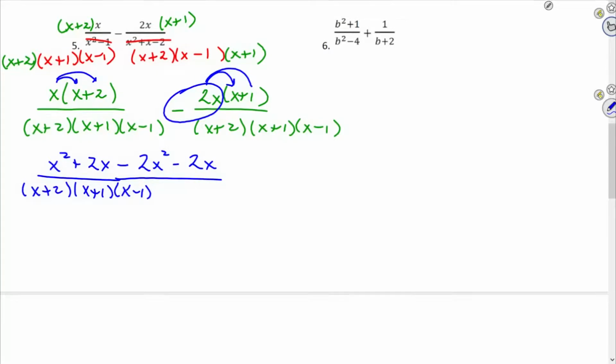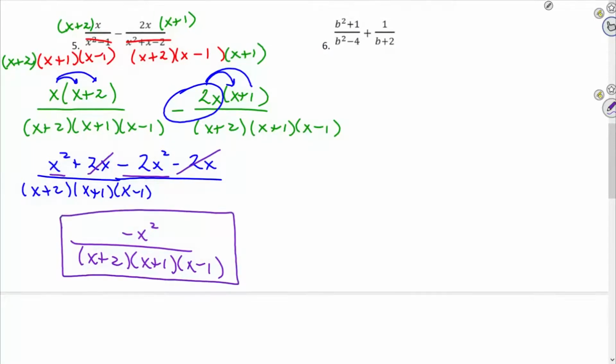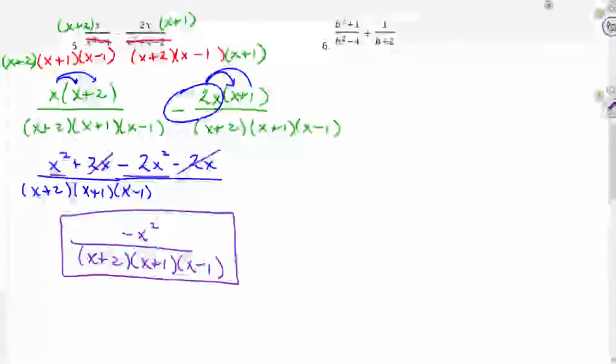So now I want to simplify the numerator. I will leave the denominator factored with the same common denominator. As I combine like terms, I first start with my x squared term, and I have x squared and minus 2x squared, and I have a minus x squared. And then this 2x and this negative 2x cancel, and I'm left with this as what I get when I subtract those two rational expressions.